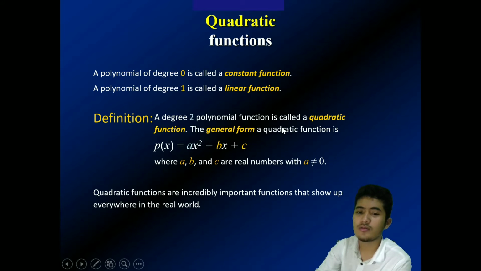The general form of a quadratic function is p(x) equals ax squared plus bx plus c, where a, b, and c are real numbers with a not equal to 0. Quadratic functions are incredibly important functions that show up everywhere in the real world.